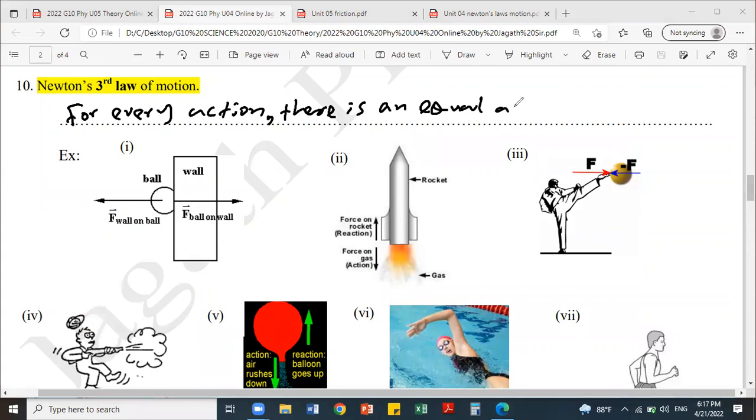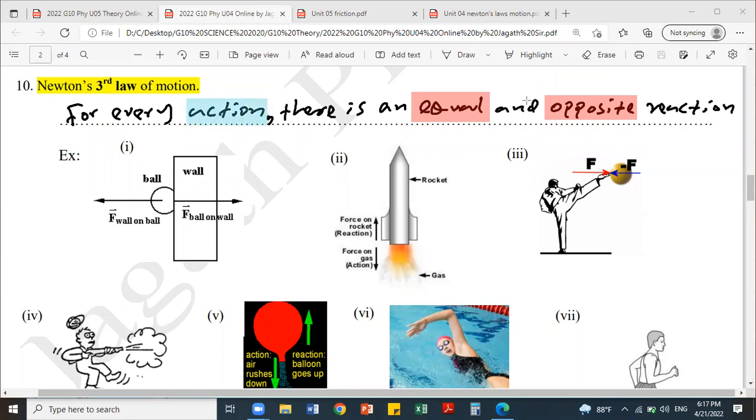Equal and opposite reaction. Please highlight in this the word equal and the word opposite. Action highlight, reaction highlight. So that's very important. For every action there's an equal and opposite reaction.